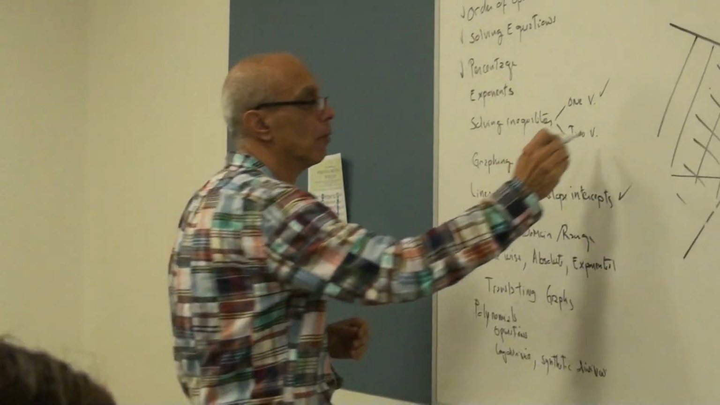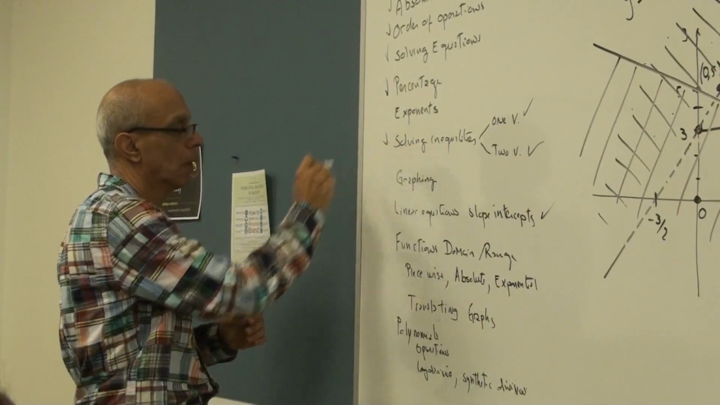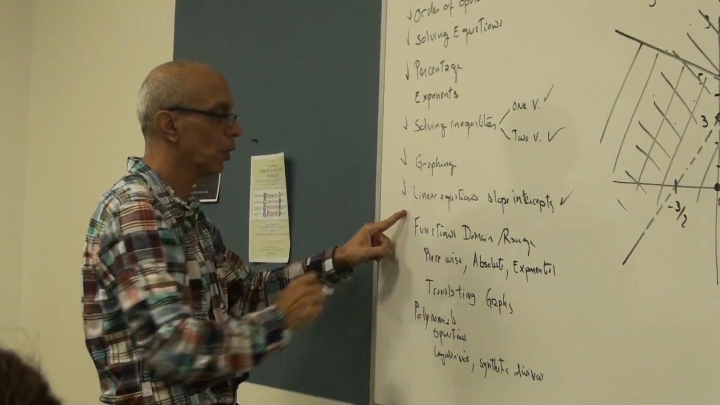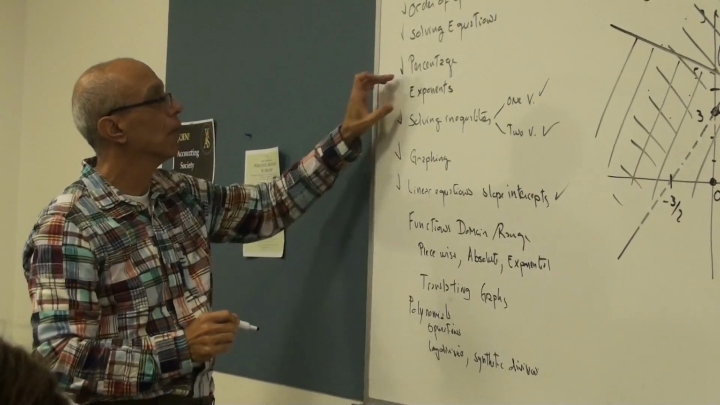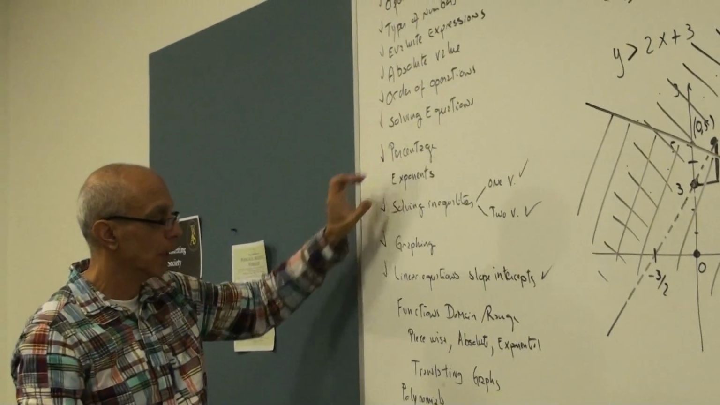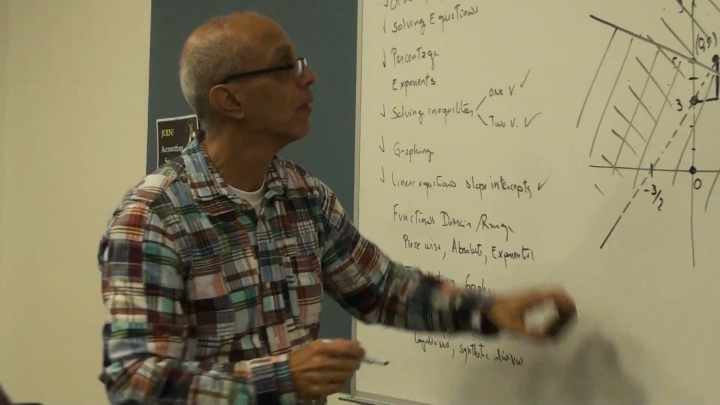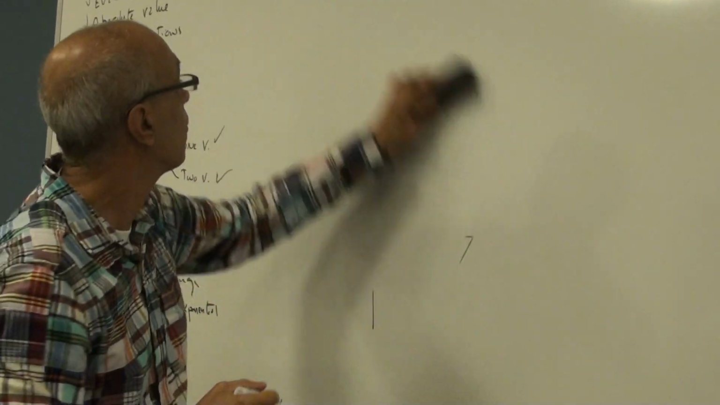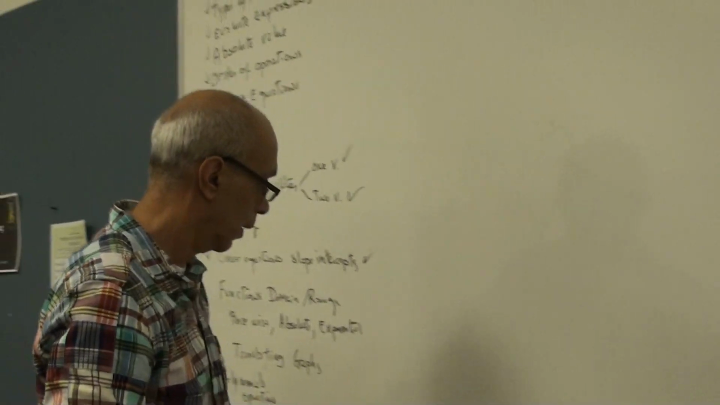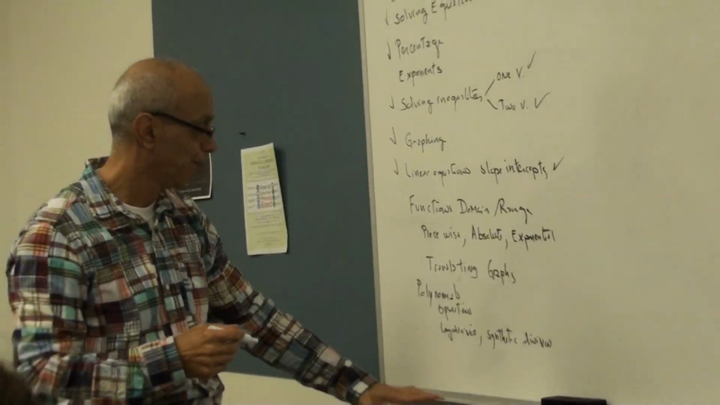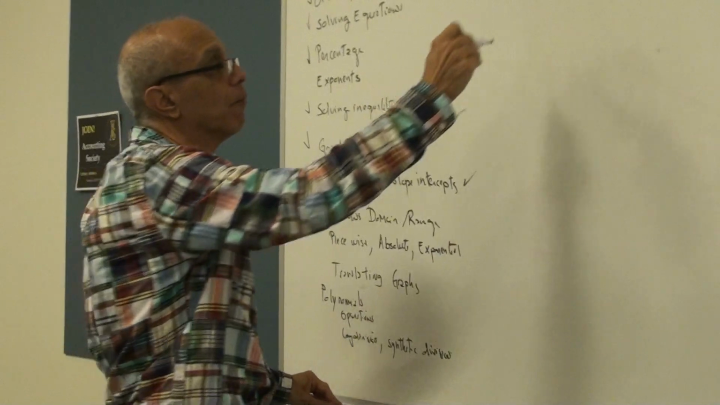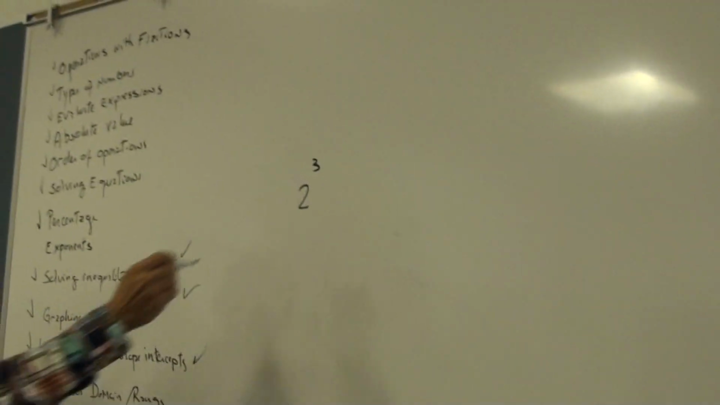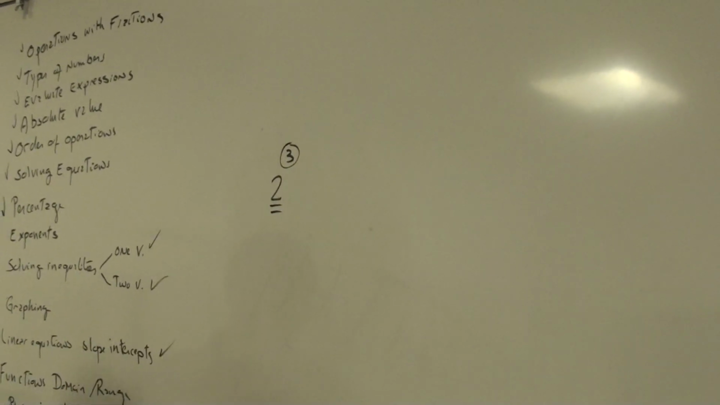All right, so we covered this. We covered graphing. We covered linear equations, slopes and intercepts. So let's just talk about exponents, and then we go to functions. Okay. Exponents. 2 to the 3 is an exponent. Okay, 3 is the exponent and 2 is the base.